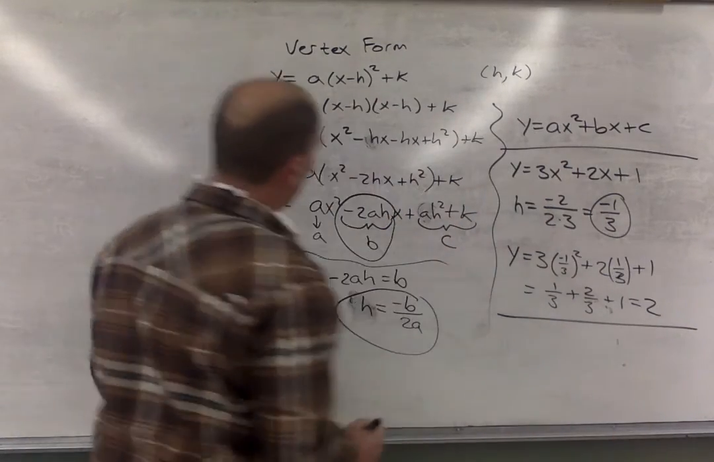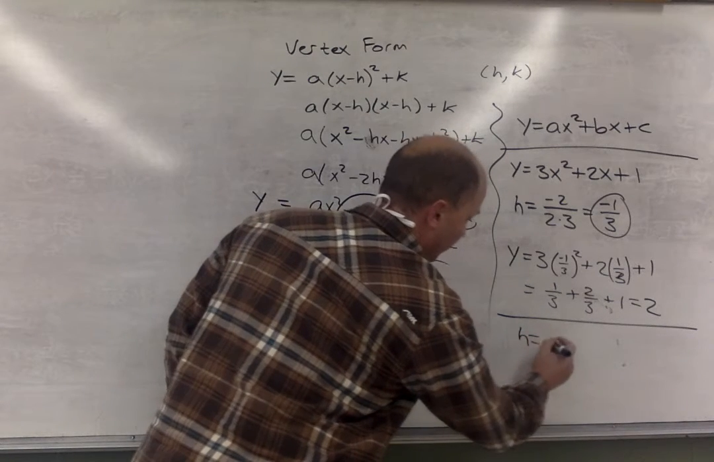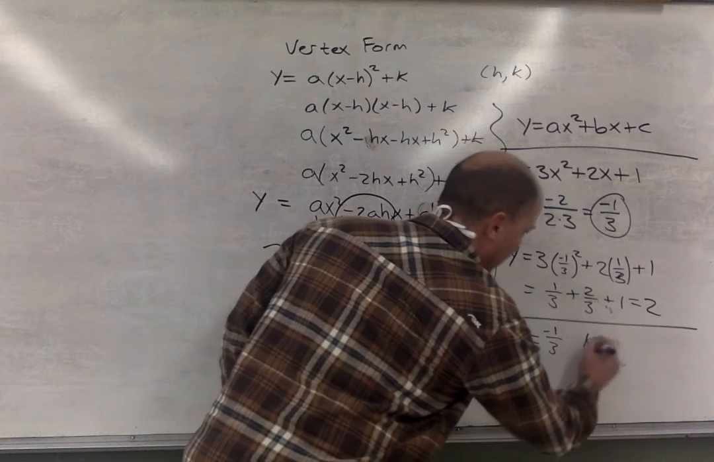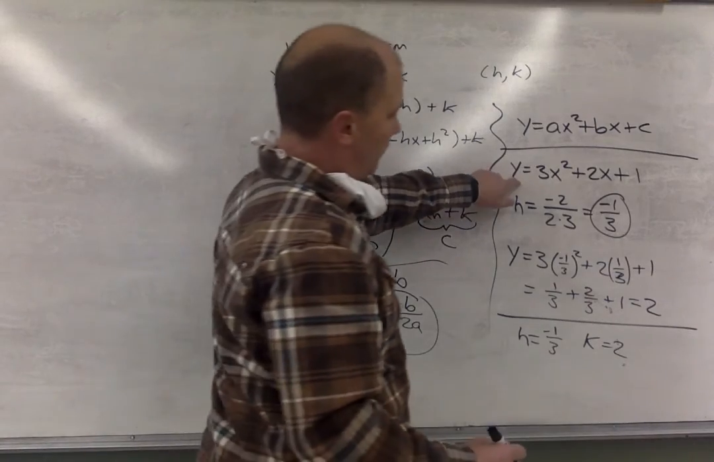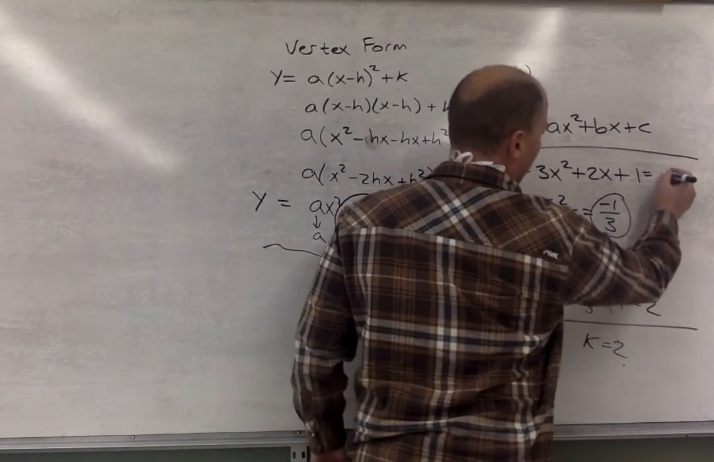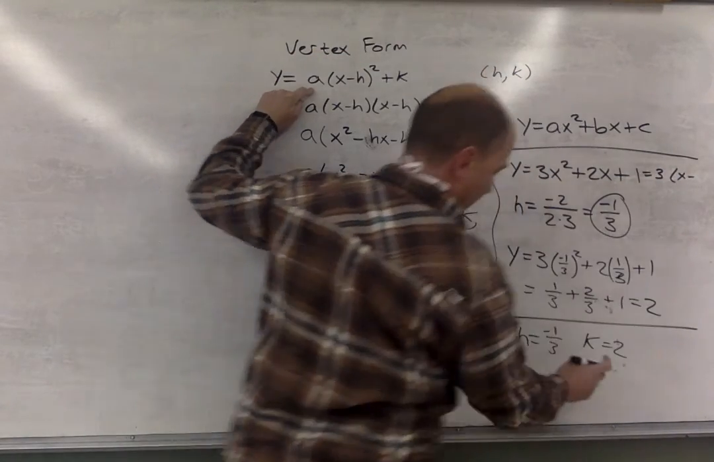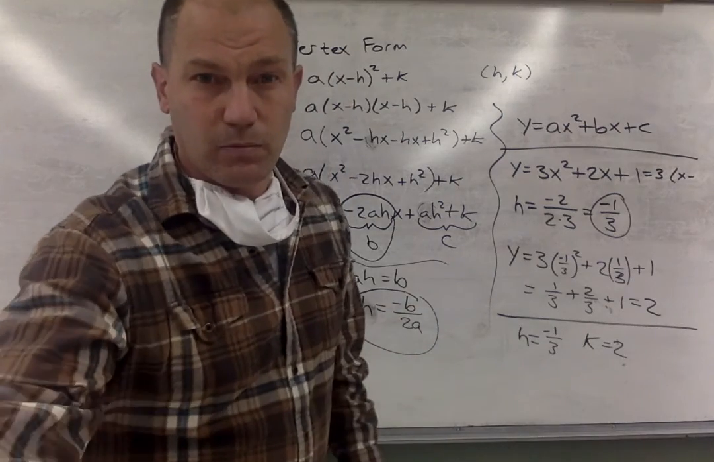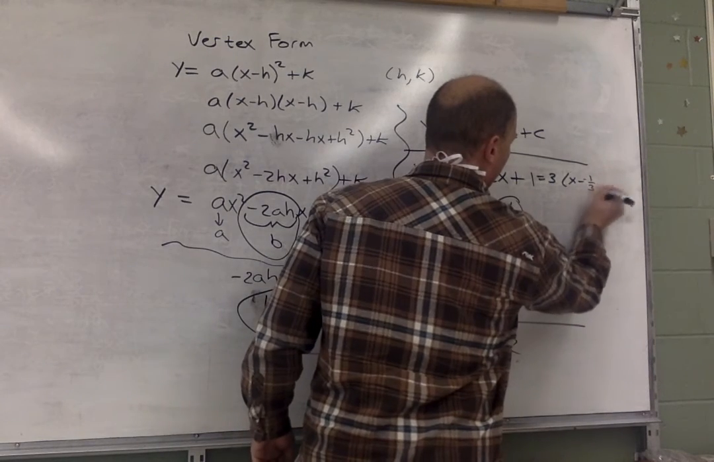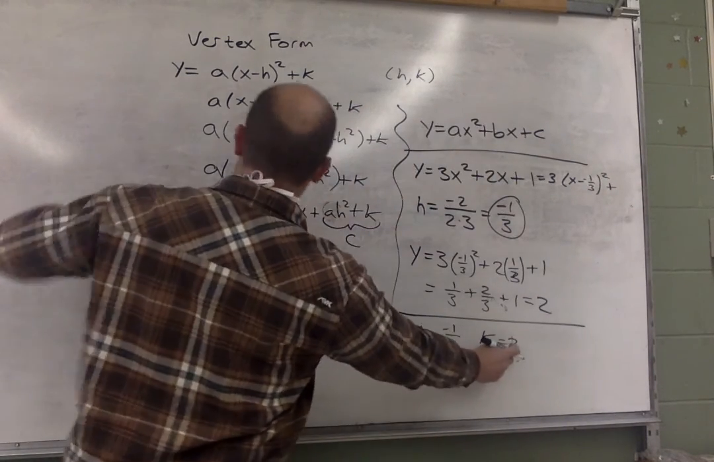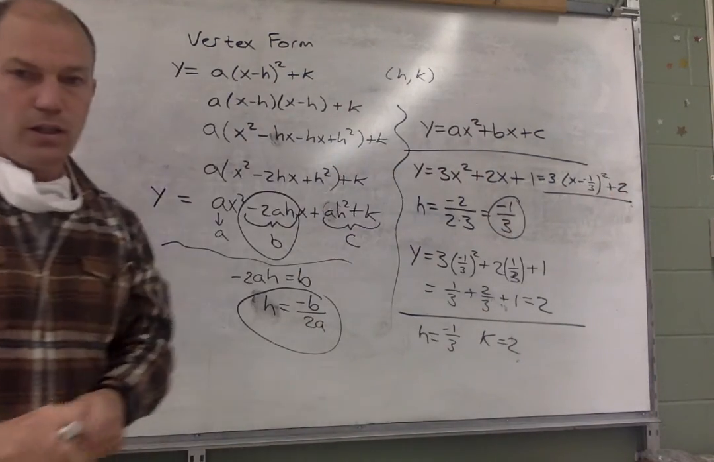I now know that I can rewrite this equation where h equals negative 1/3 and k equals 2. All right? So this equation is equivalent to a, which is 3, times (x minus h, which is negative 1/3), and I'm worried that I'm running out of room, so I'm going to turn this a little bit. Negative 1/3 squared plus k, which is 2. Okay, so there we have it.